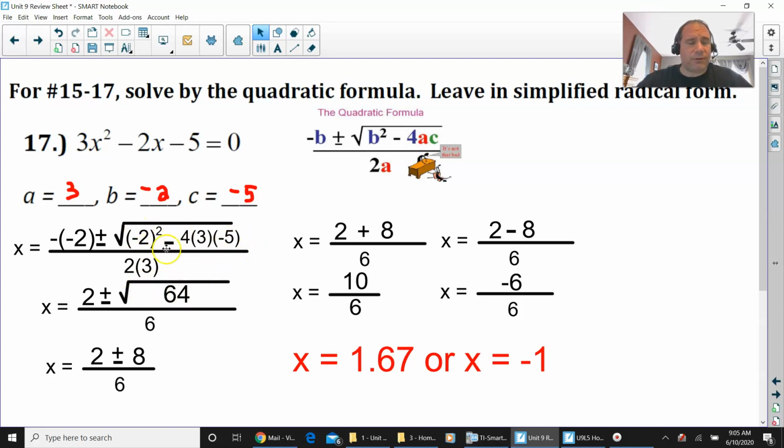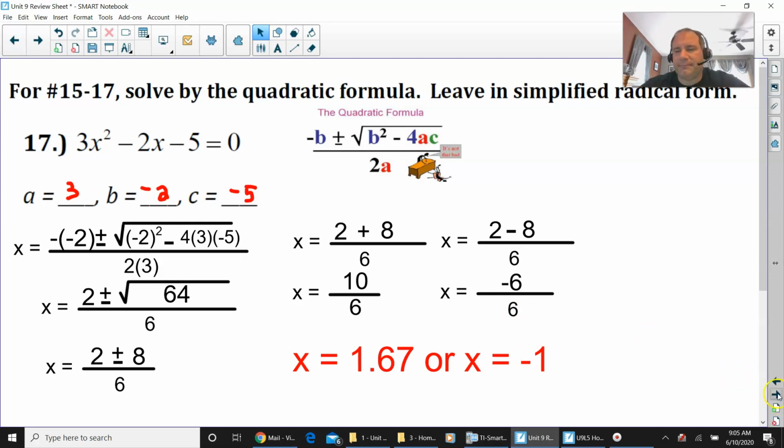When you put this all into the calculator, you get a nice square root of 64, and the denominator is 6. So you have 2 plus or minus 8 over 6. You split up those equations. 2 plus 8 over 6 is 10 over 6, and it's 1.67. X equals 2 minus 8 over 6. Negative 6 over 6 is negative 1. Those are your two roots, and that is number 17.